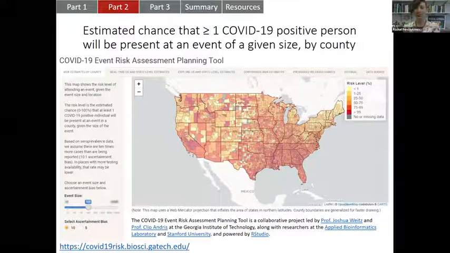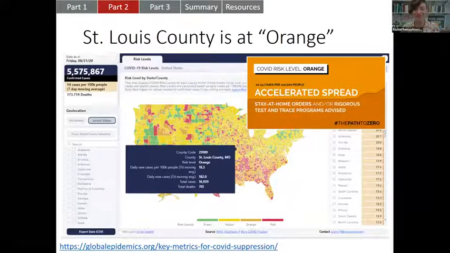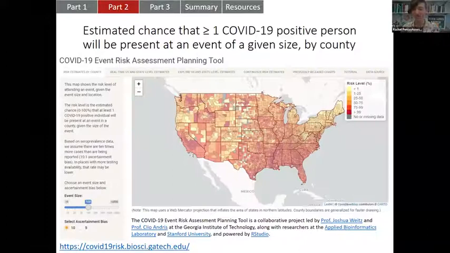And this frames the same type of risk level, but in terms of a metric that's a bit easier to conceptualize, and that is the estimated chance that at least one COVID-19 positive person will be present at an event of a given size in each county. And so this is another free online interactive web tool. I think if you went back and forth between the two maps, you would see correlation in the red areas should be similarly red in those same geographic regions.